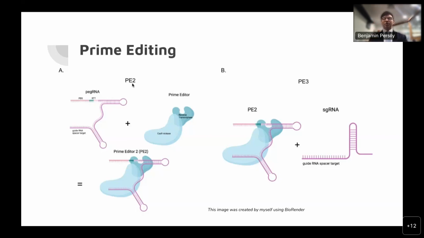These two components make up what's known as the PE2 system. However, I also used something called the PE3 system. The difference being the PE3 system uses an additional single guide RNA that has been shown to raise editing efficiency.